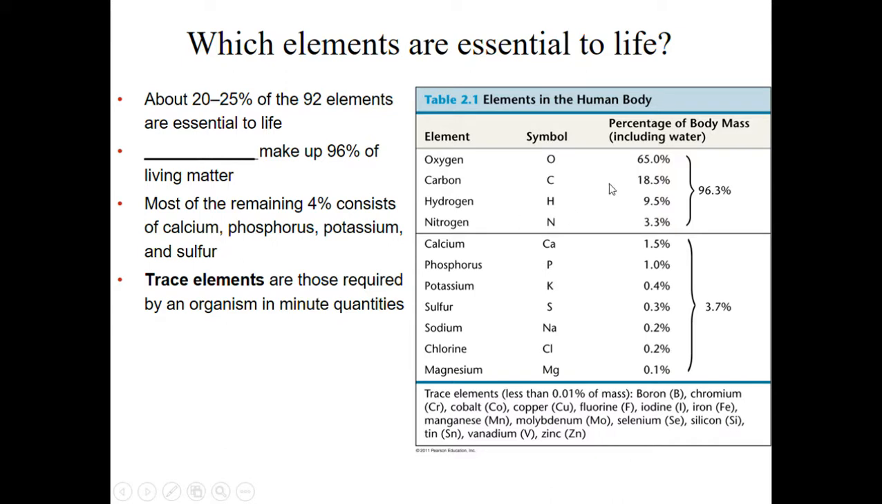So let's talk about, first of all, what are the elements that are essential to life? When you were 7th graders and 9th graders, we talked about CHON, which was carbon, hydrogen, oxygen, and nitrogen. And they still are the ones that make up 96% of living matter. Most of the remaining 4% is phosphorus, calcium, potassium, and sulfur. Trace amounts of these are actually required by organisms, but in very small and minute quantities.